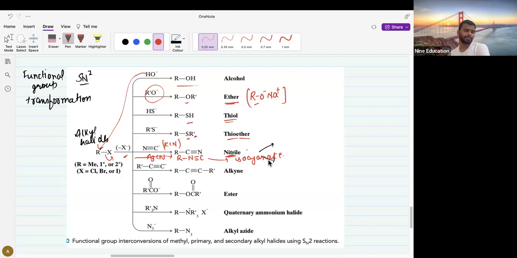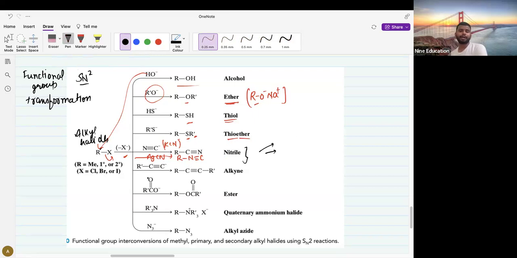RNC, write this. Not isocyanate, isocyanide. Just a minute. If I add AgCN, it will make RNC. If I add KCN, it will make RCN. This is very important. I will tell you the reason of this also. Okay?